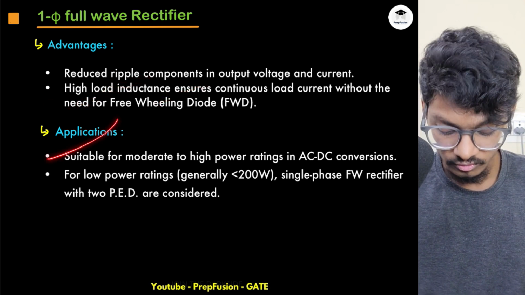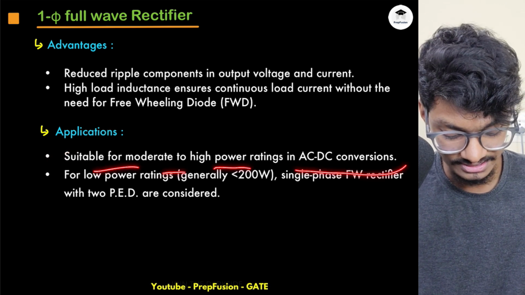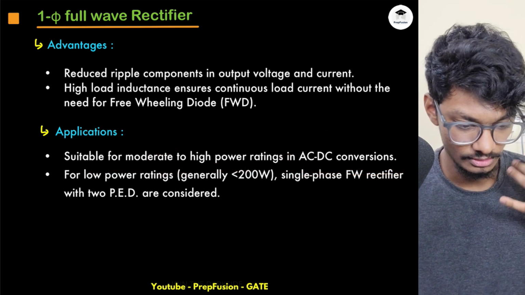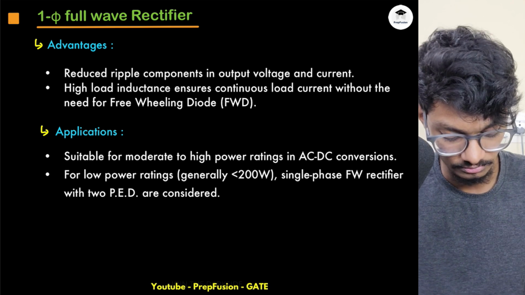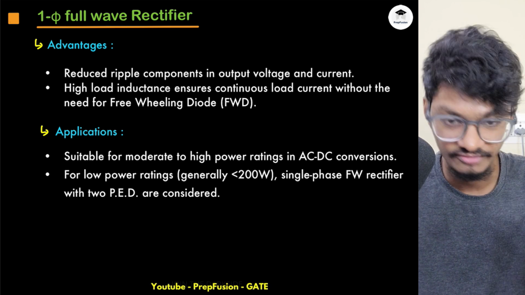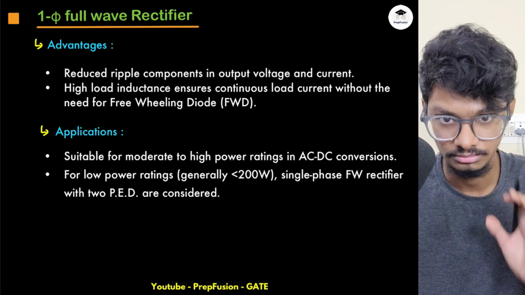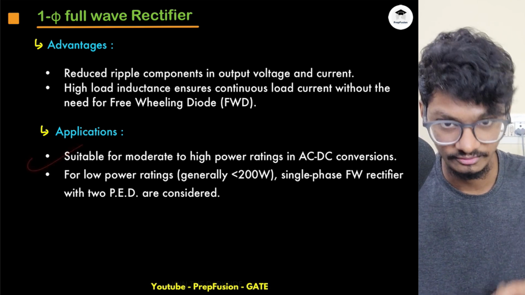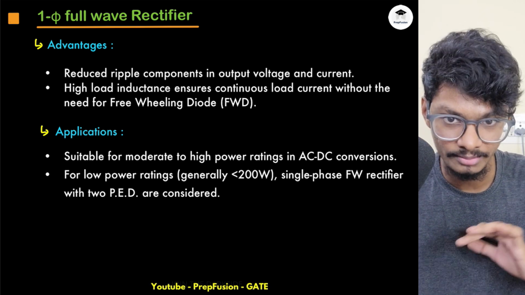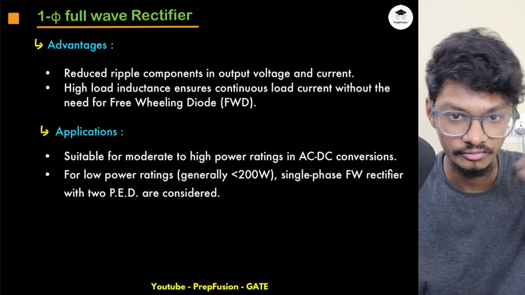Which applications is it suitable for? It is suitable for moderate to high power ratings in AC to DC conversion, because now it is conducting for 2 cycles. For even higher power ratings, we should use 3-phase rectifiers, and for even higher ratings, that we use in transmission lines. So in normal moderate power ratings we use single phase full wave rectifiers only.